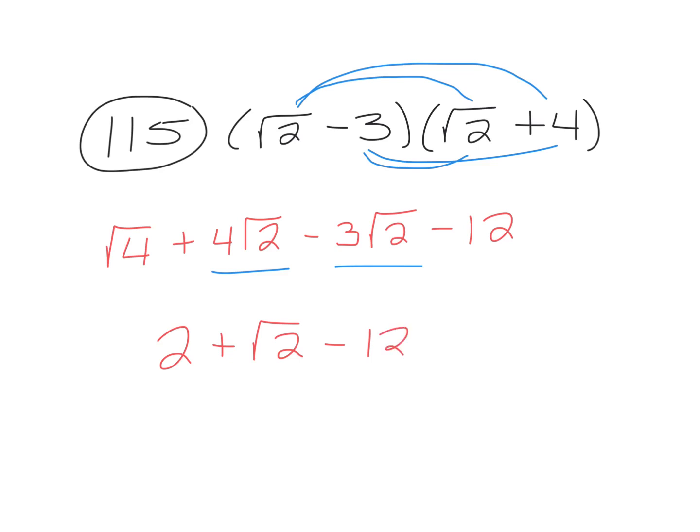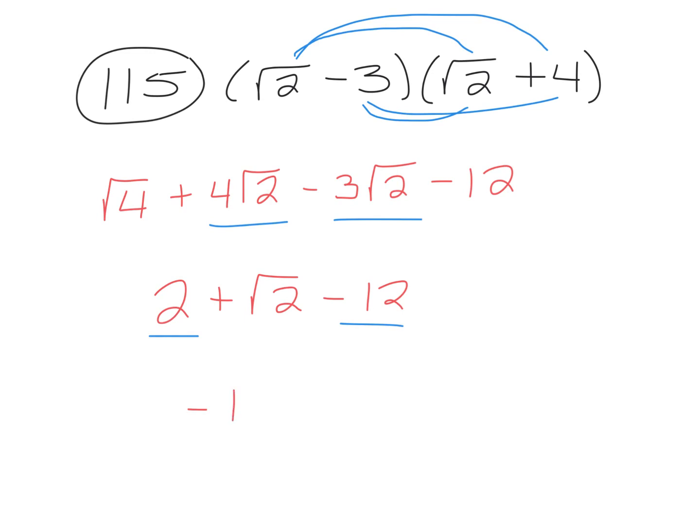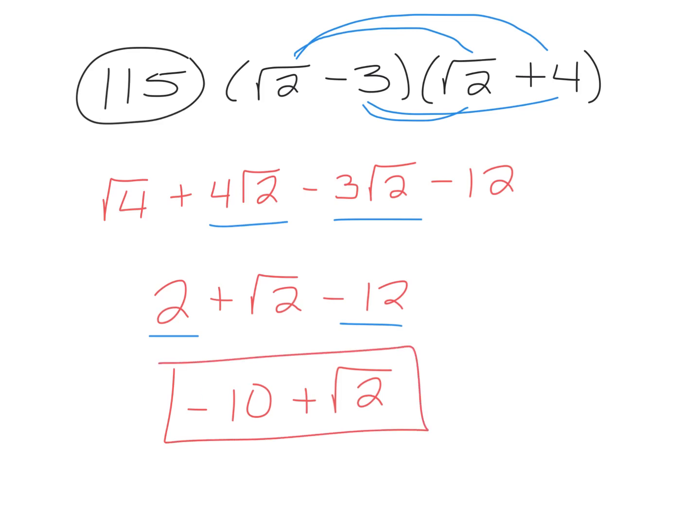Am I done? No, I still have like terms, right? 2 minus 12. -10. And I still have this guy here. Plus square root of 2. Okay, so after you go through the foiling and distributing process, you got to check for like terms and have it in simplest form. Okay?